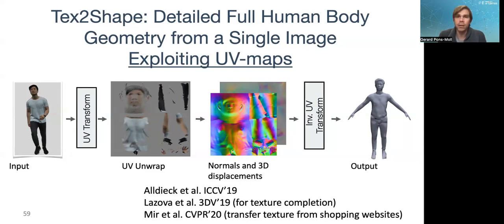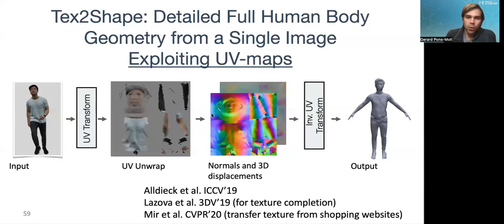It turned out that convolutional networks were very good at finding these mappings from image to image, because you have a perfect pixel alignment: every pixel in the input has a corresponding pixel at the output. So here the idea is to turn this 3D reconstruction problem into an image translation problem. And the question is how you do that. Well, here we leverage UV maps.